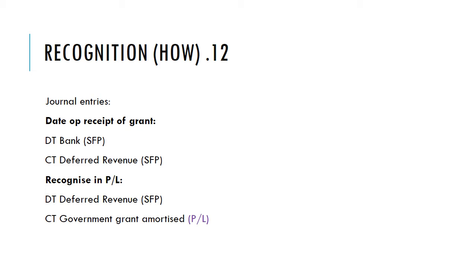Okay, and when we do recognize this income, we decrease our SFP item deferred revenue, and then we recognize an income in government grant amortized in profit and loss. You can also call it government grant income. Okay, but the important thing to see is that you decrease your deferred revenue SFP, then you increase your profit and loss income.